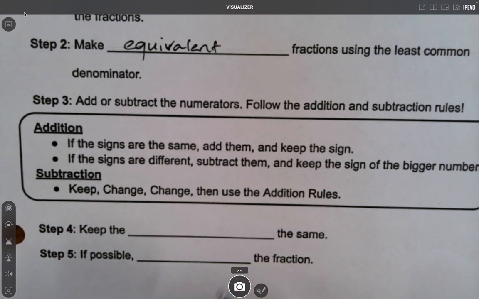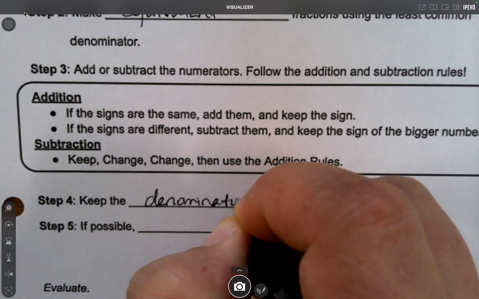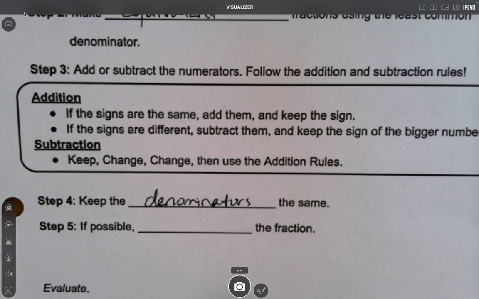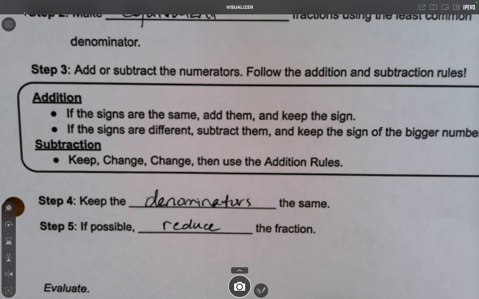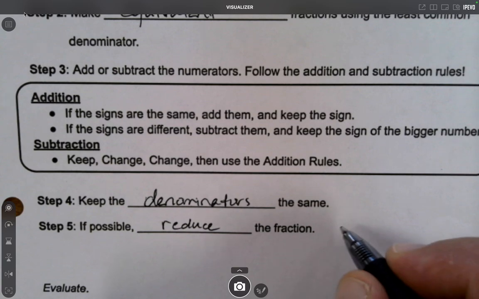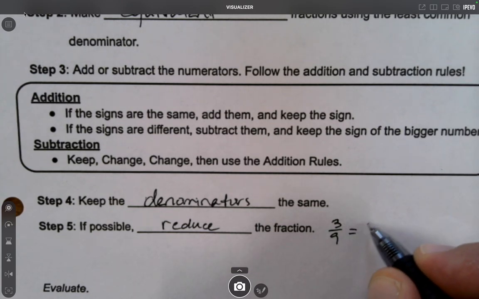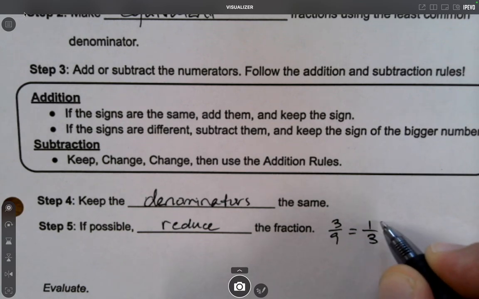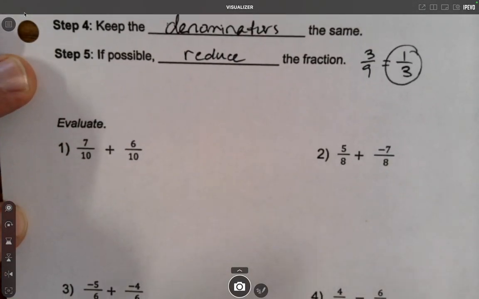So after you take care of the numerators, just like before, you'll keep the denominators the same. And if possible, you'll then reduce the fraction. So just to remind you, reduce. I know lots of people say simplify here, but the word is reduce. If I have something like 3 over 9, both of those numbers are divisible by 3, so I can just divide the top one by 3, divide the bottom one by 3, and I get a reduced form of that fraction.